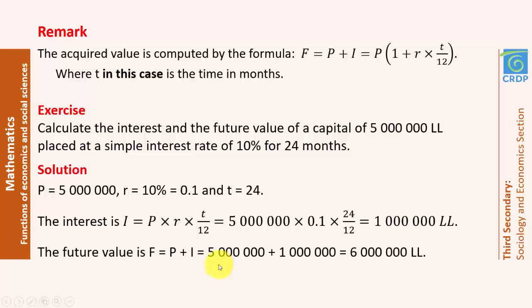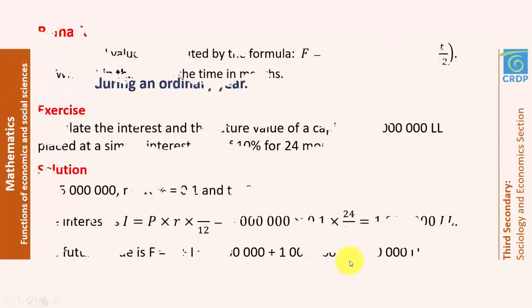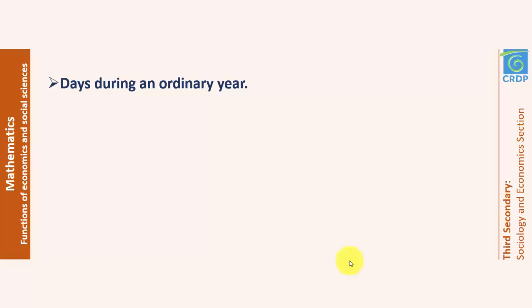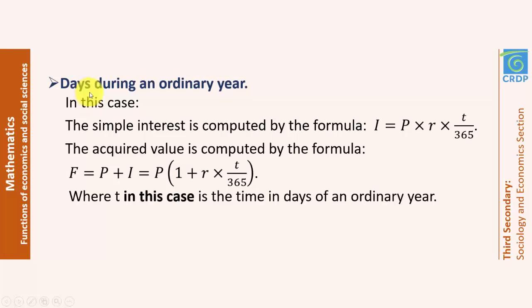Finding the future value, again we write F equal P plus I, which is 5 million plus 1 million, which is 6 million Lebanese liras. What if we are given the time in days? Okay, again here, if we are given an ordinary year, and now we're going to see the difference between an ordinary year, a leap year, and a commercial year.